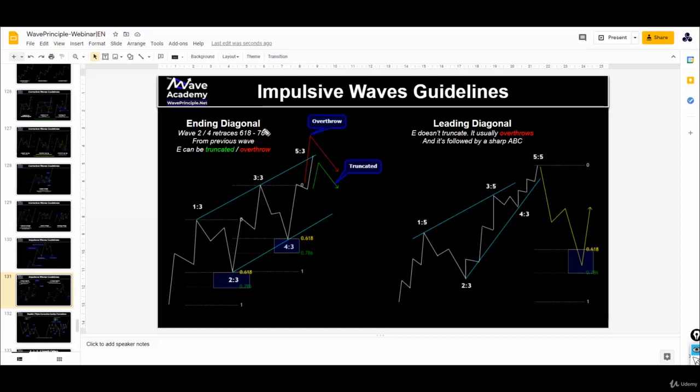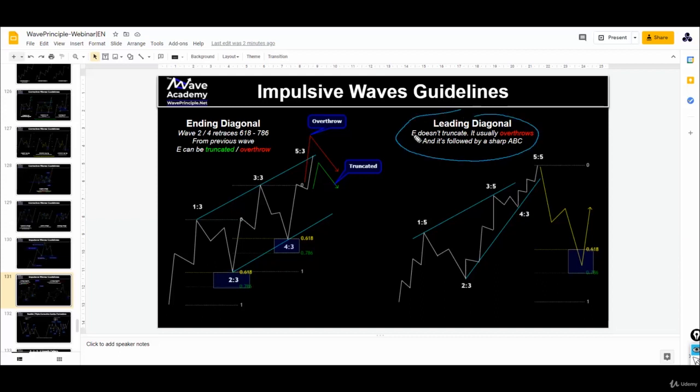And what about diagonals? We have also some guidelines for diagonals. In the case of ending diagonal, we can see the wave 2 retraces 0.618 or 0.786 from wave 1, and they go like this: 1, 2, 3, 4, 5. You can also see that wave 4 returns to 0.618 of wave 3, and wave 5 can be overflow or truncated, not reaching this trend line. You can also see another smaller ending diagonal happening right here near this trend line. They usually return at least 3 movements, doing an ABC below this structure, and the first target usually is around this area of the wave 2.